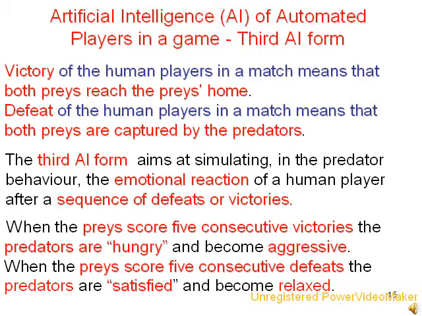When the prey score 5 consecutive victories, the predators are hungry and become aggressive. When the prey score 5 consecutive defeats, the predators are satisfied and become relaxed.